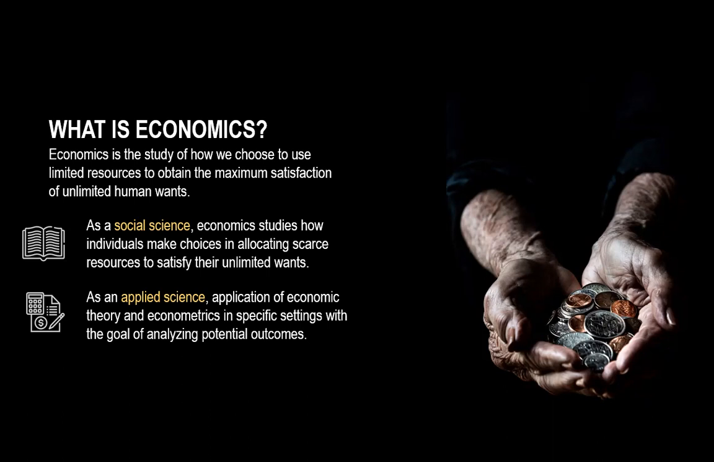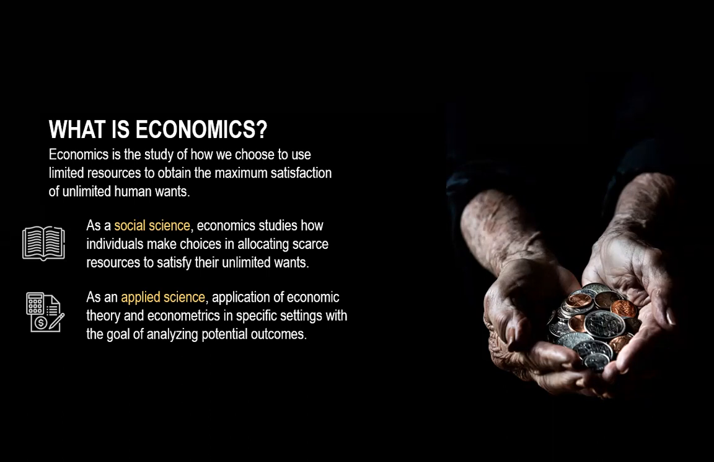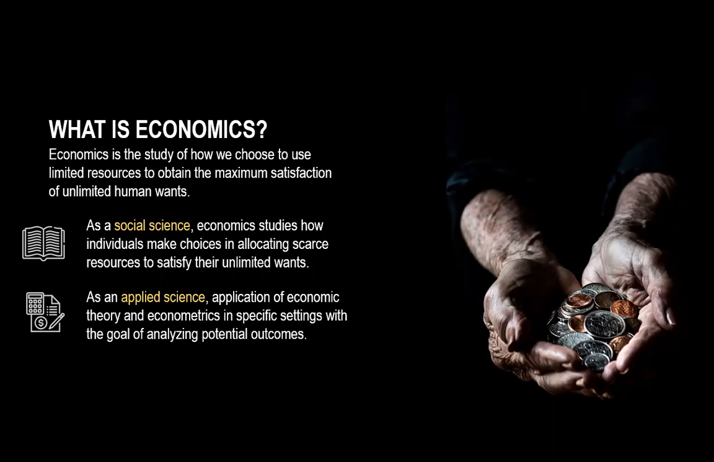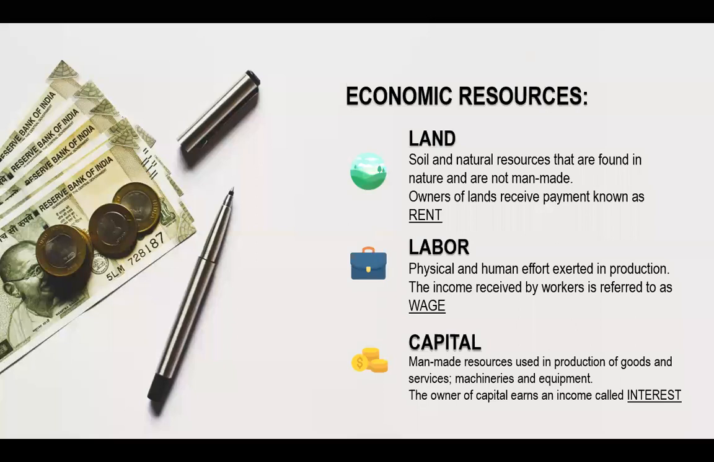It is the study of how a person moves in his society to get what he needs, even if he has a little money. As a social science, economics studies how individuals make choices in allocating scarce resources to satisfy their unlimited wants. As an applied science, it is the application of economic theory and econometrics in specific settings to analyze potential outcomes. There are different terminologies that we must learn so that we can better understand what economics is.